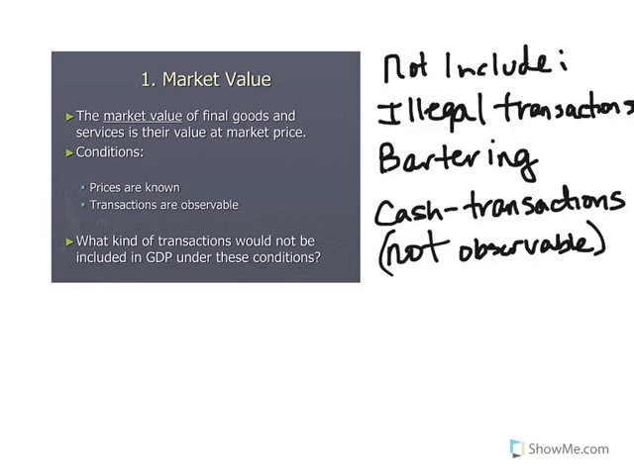So again, let's say I was just growing vegetables in my backyard and selling them to my neighbors. That would not be included in GDP if I was just pocketing that money and not reporting it as income to the government. Now, there are a few exceptions where the government estimates activity to include in GDP.